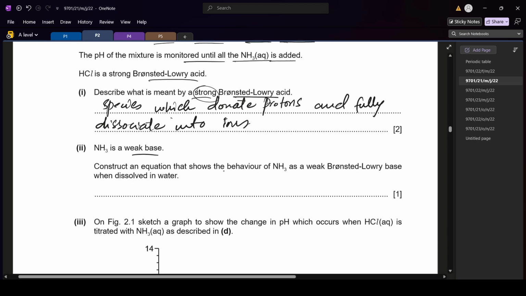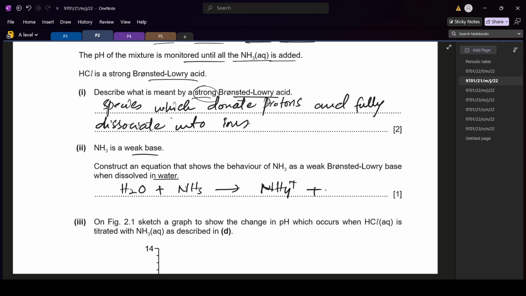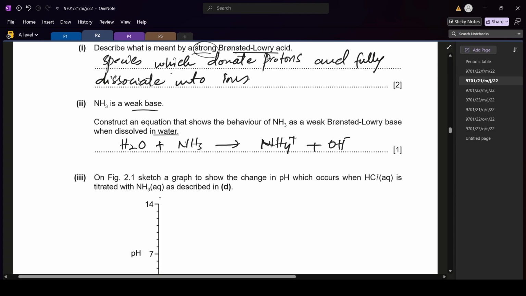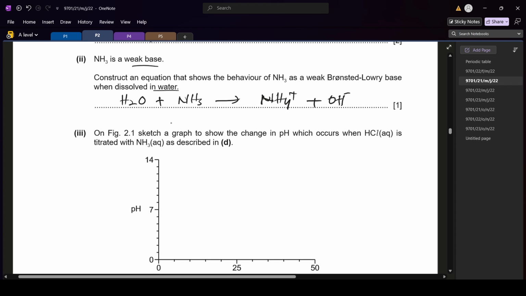Construct an equation to show the behavior of ammonia as a weak Brønsted base when dissolved in water. So when water reacts with ammonia, this forms ammonium ion and hydroxide ion. So here you can see that ammonia is acting as a base as it has accepted a proton from water, and water is acting as an acid because it has donated a proton.